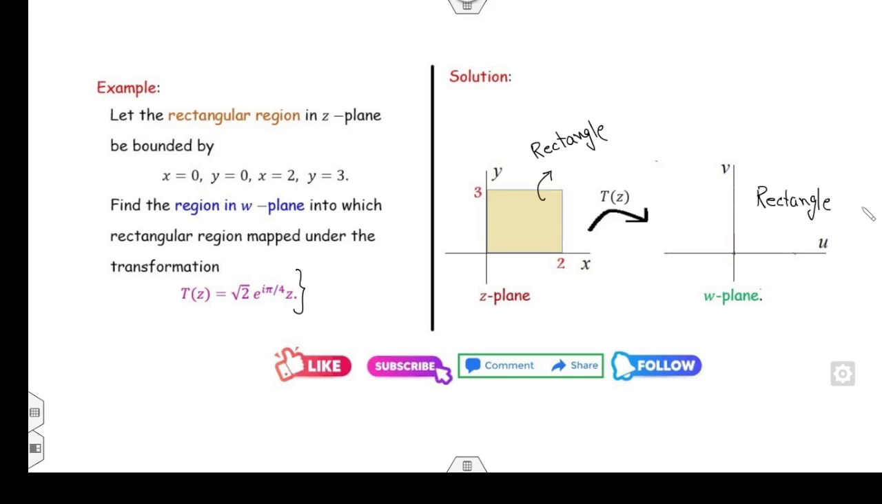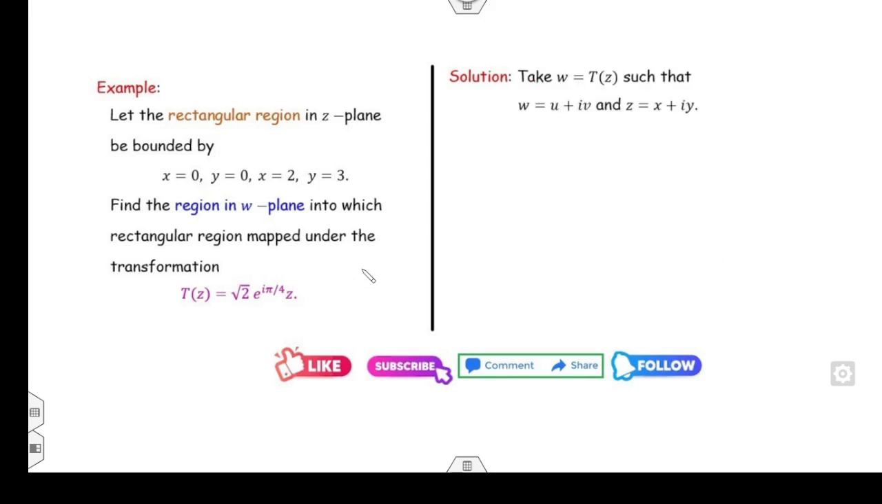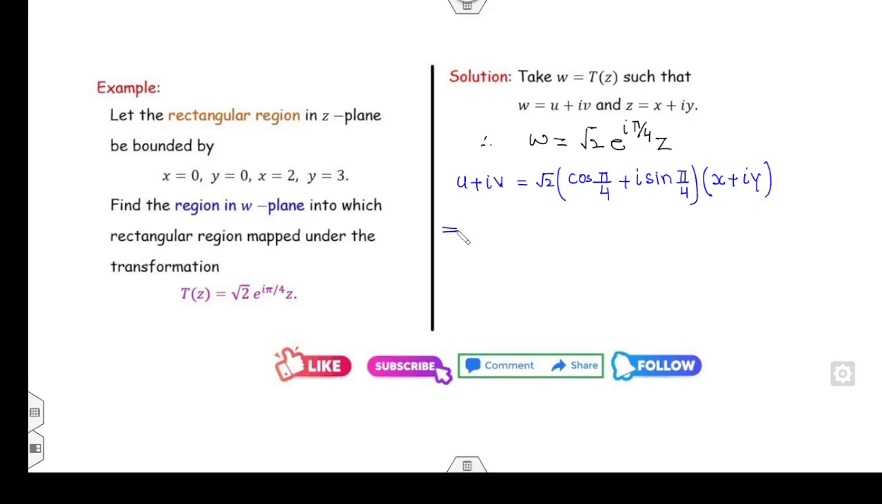How can you predict that? Again, very simple. I can choose w as u plus iota v, and z equal to x plus iota y. I can substitute the values in the given equation number 1. So what is the value? w is equal to root 2 e raised to power iota pi over 4 into z. Now let's start with the values: u plus iota v is root 2 times e raised to power iota pi by 4, which is cos pi by 4 plus iota sine pi by 4, and z is x plus iota y.